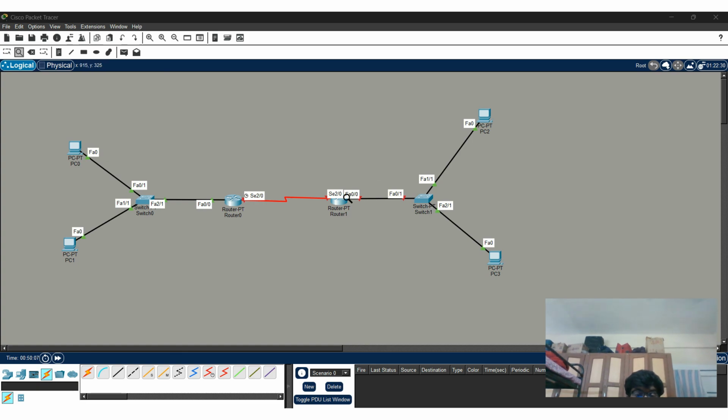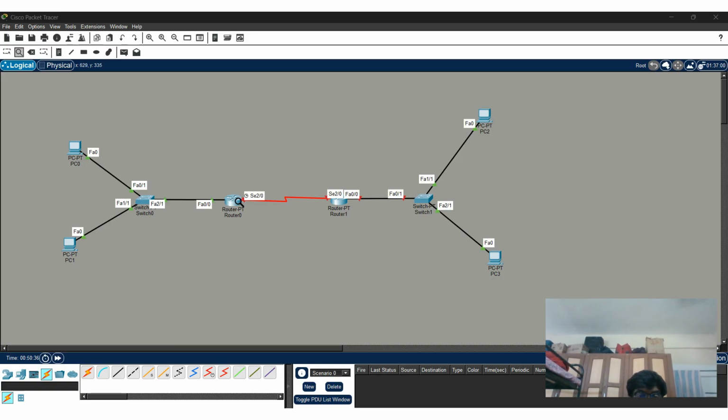Now we configure the IP addresses of all host PCs, configure the router interfaces, configure the routers, install the static routes, and test and verify the configurations. Now the configurations for R1, router 1, are as follows.